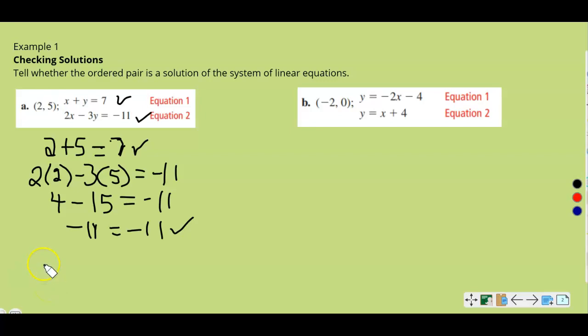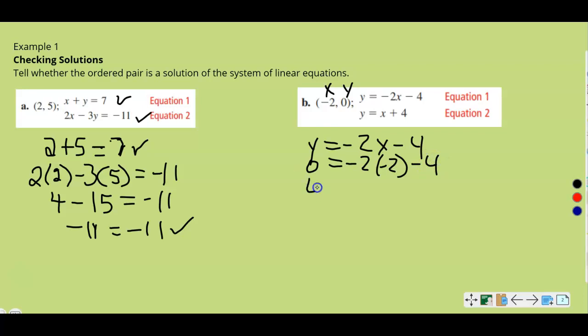All right, the first equation says y equals negative 2x minus 4. We know that this is our x and this is our y, so we can substitute 0 in for y. Negative 2 times x, x is negative 2, minus 4. So does this create a true statement? Negative 2 times negative 2 is positive 4. 4 minus 4 is 0. 0 equals 0. So it does work for the first one.